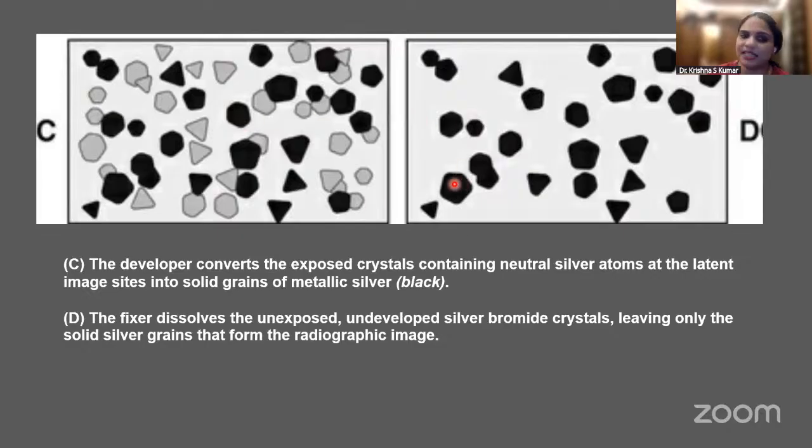When you fix it, the lighter shades of gray represent the unexposed or undeveloped silver bromide crystals, and these are the metallic silver, the developed ones. So when you fix it, what happens? All these unexposed silver halide crystals are removed. That is the fixing stage.